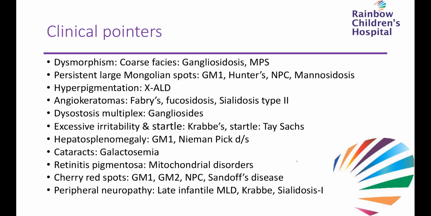Cataracts can be seen in galactosemia, retinitis pigmentosa in mitochondrial disorders, cherry red spots in GM1, GM2, Niemann-Pick type C, and peripheral neuropathy can be seen in late infantile MLD, Krabbe's, and sialidosis.